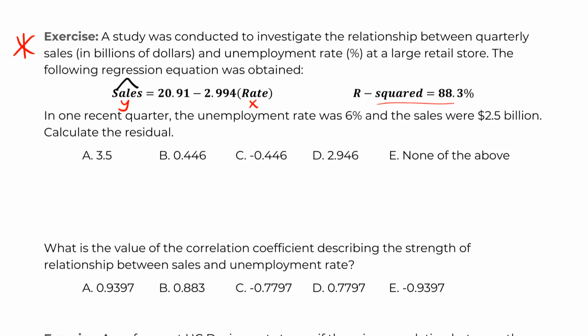Cool. Got it. So it tells us in one recent quarter, the unemployment rate was 6% and the sales were 2.5 billion. So we've got a rate, which is our X. It was already in percent up here, so there's no reason to write this as a decimal. This is all we need. And then sales, which is our Y, is 2.5. And again, the units were already billions, so no need to write this with a bunch of zeros. And then we see the first question just says calculate the residual. So we're looking for E.